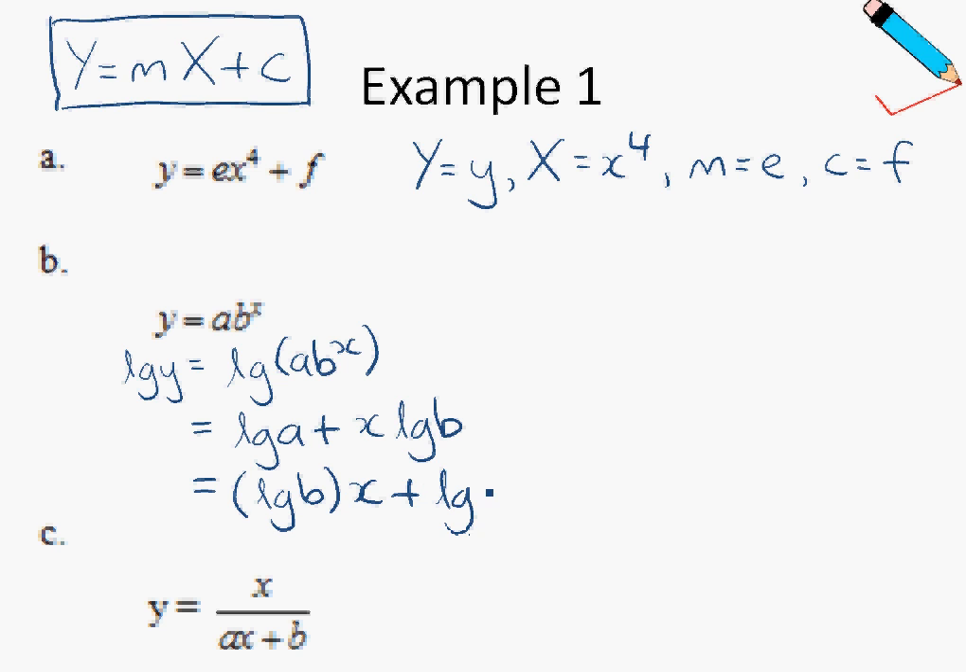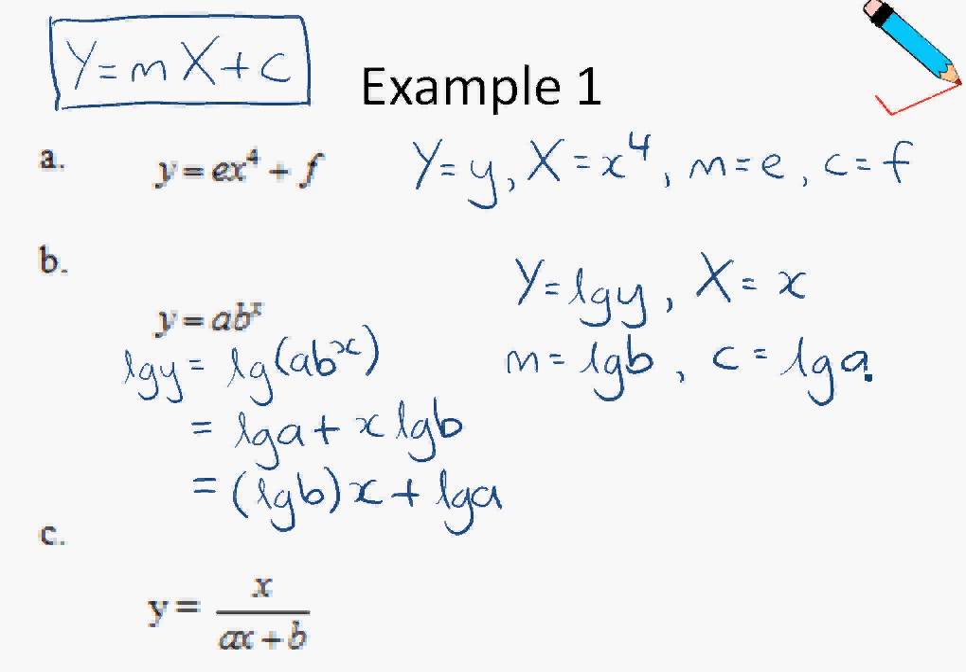plus log a. If we look at this very carefully, in this case my big Y is log y, my big X is x, my m is log b, and my c, which is my y-intercept, is just log a.